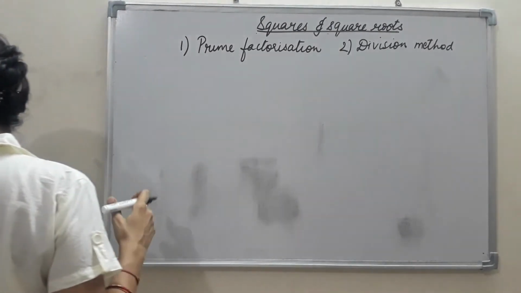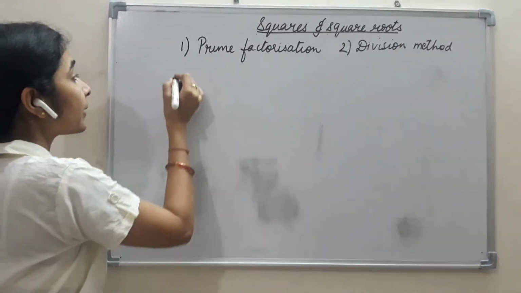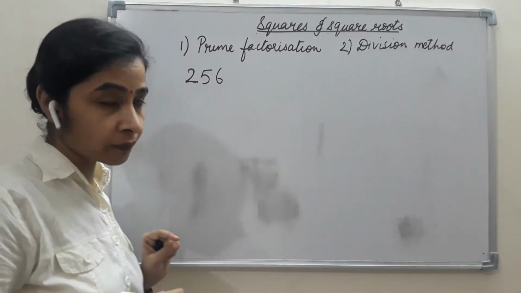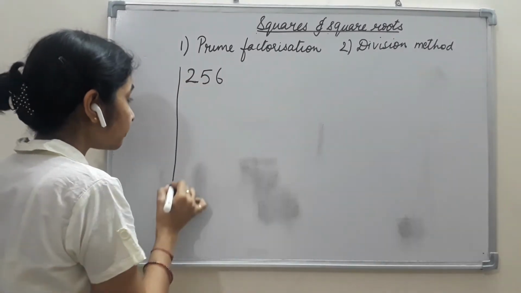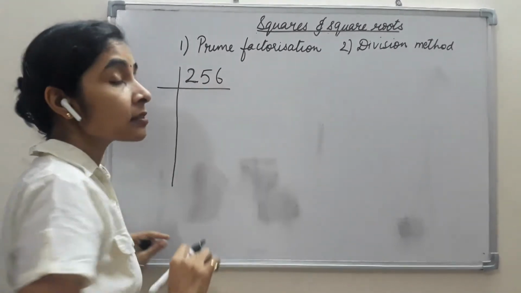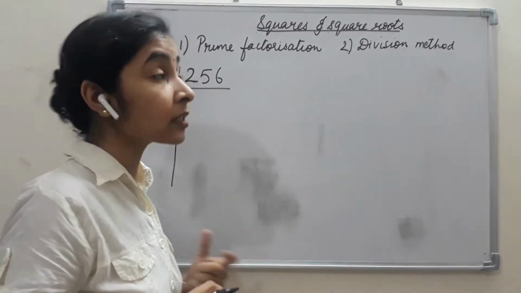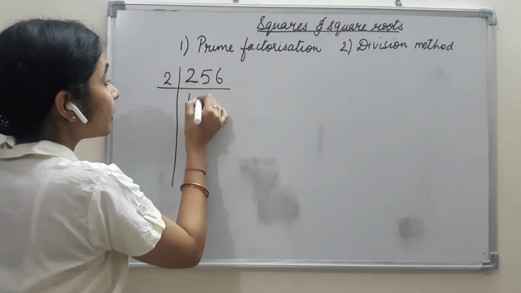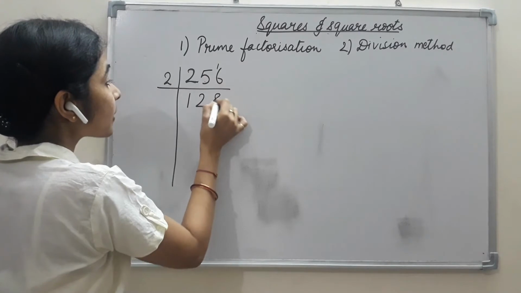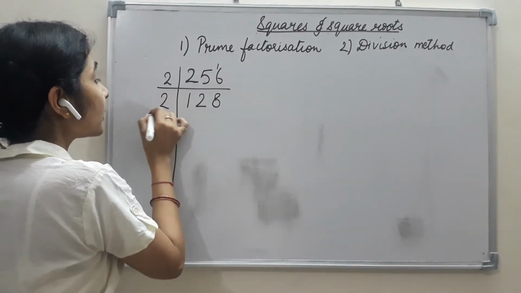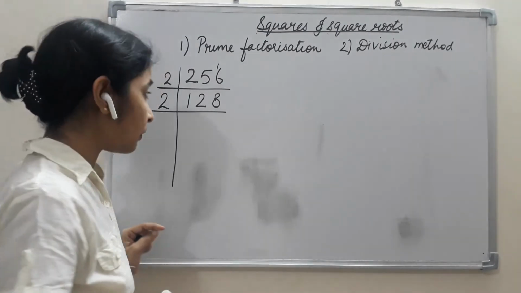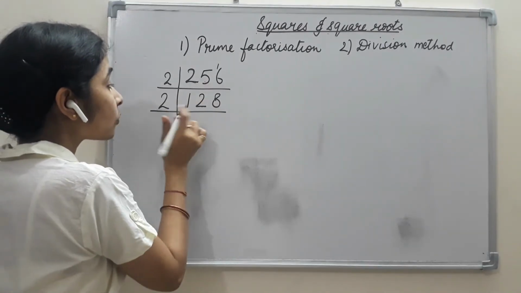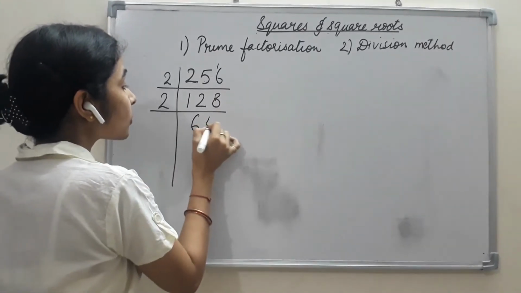Let's find the square root of, first we take a simple and small number, 256. We need to find the square root of 256. Doing the prime factorization, we know that the number at the units place is 6, which is an even number, therefore it is divisible by 2. Dividing by 2: 2 ones are 2, 2 twos are 4, 1 remains, then 2 eights are 16. Again we can take 2 because 8 is an even number. Now 12 we take together because 1 is smaller than 2, so 2 sixes are 12 and 2 fours are 8.